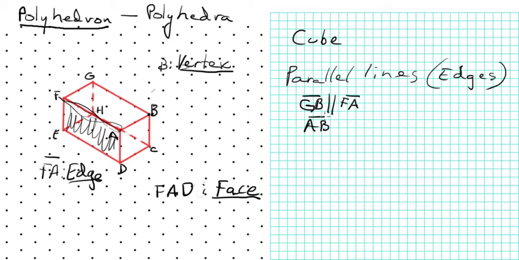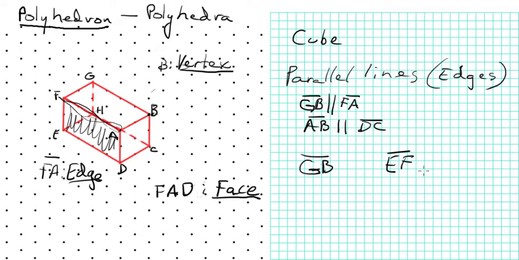AB is parallel to DC. You notice when I'm talking about parallel, I use a line over top of there, because I'm not talking about the length of these segments. I'm talking about naming the segments and saying they're parallel to one another. What about, say, GB and say EF? What's the relationship between GB up here and EF over here?